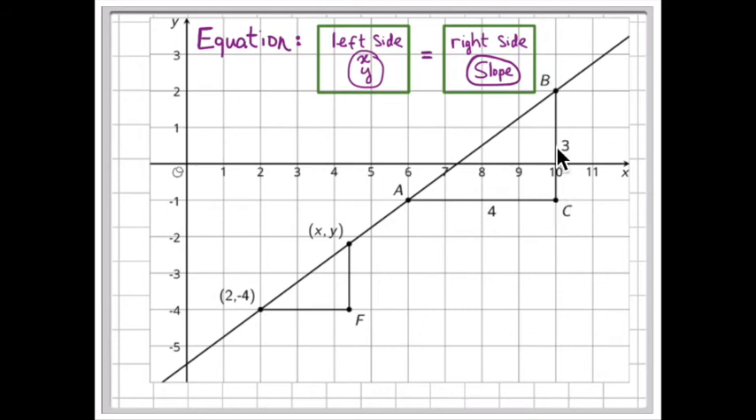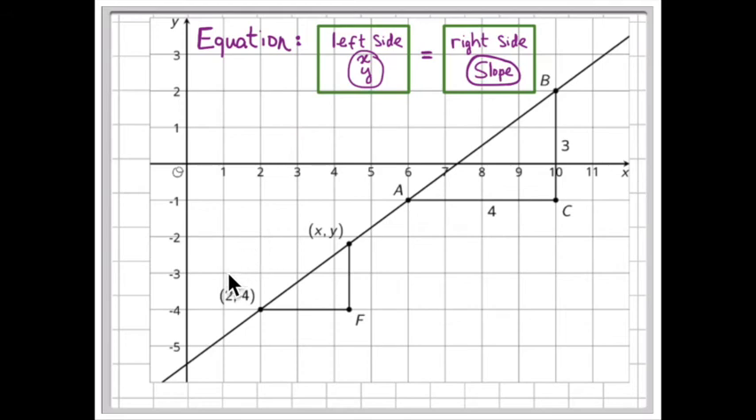Because this tells you the vertical distance is 3, and the horizontal distance is 4. And the slope is the ratio of the vertical distance to the horizontal distance. So the slope is going to be 3 to 4. And the left side of the equation has the x's and the y's in it that are going to be equal to the slope. But it's the same thing. The left side is also the ratio of the vertical distance to the horizontal distance.